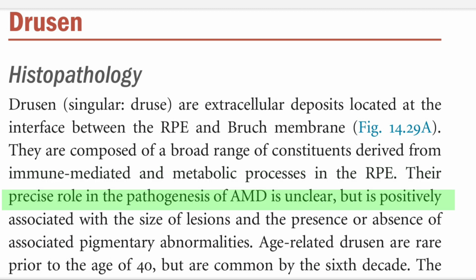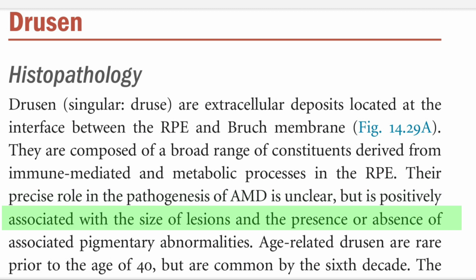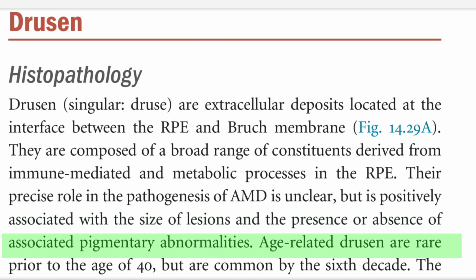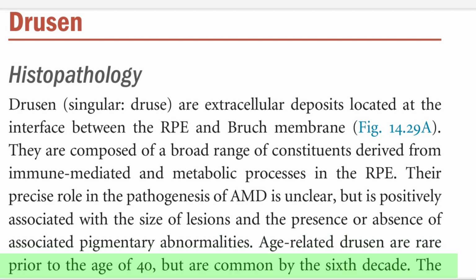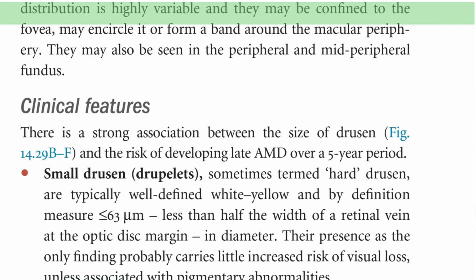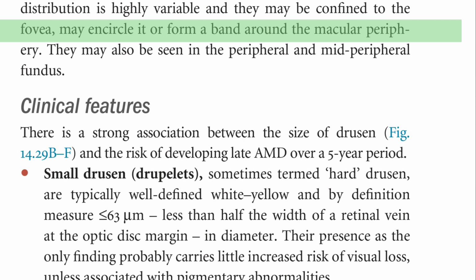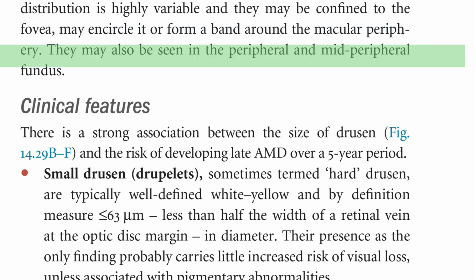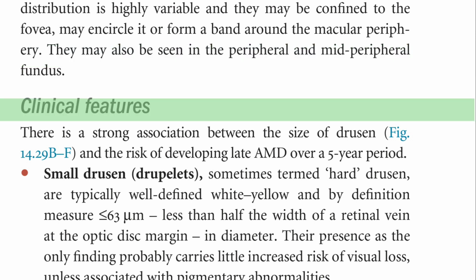Their precise role in the pathogenesis of AMD is unclear, but is positively associated with the size of lesions and the presence or absence of associated pigmentary abnormalities. Age-related drusen are rare prior to the age of 40, but are common by the 6th decade. The distribution is highly variable and they may be confined to the fovea, may encircle it or form a band around the macular periphery. They may also be seen in the peripheral and mid-peripheral fundus.